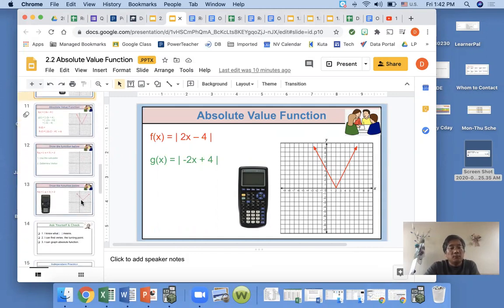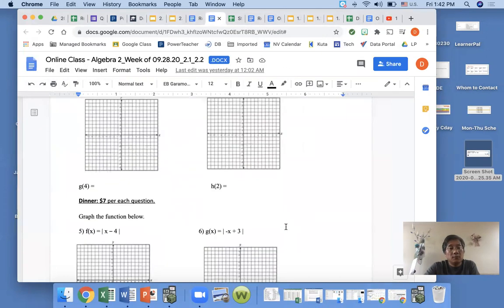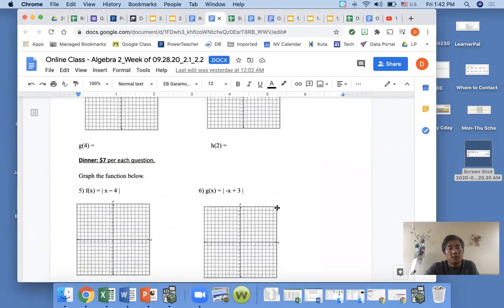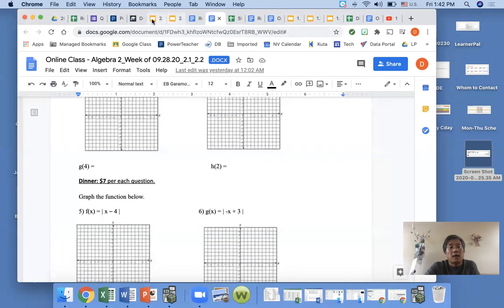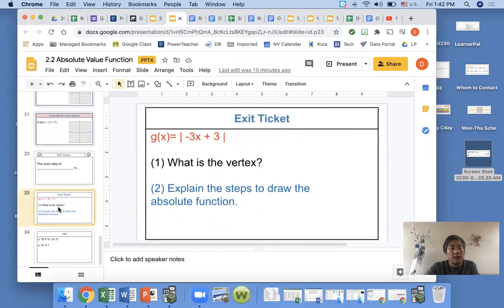Now, if you are done, look at your packet. You will see 5 questions. Nope, how many? 6 questions. So please solve these assigned questions. Then in your last slide, you can find the exit ticket. So you need to go to the slides, find the last slide, and find the exit ticket. Please answer this.